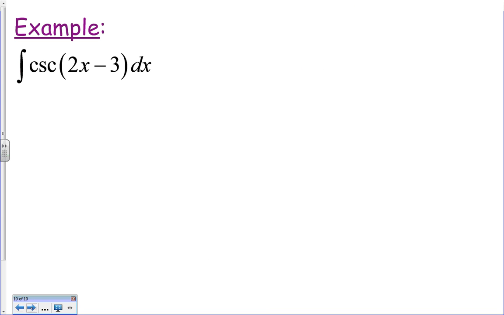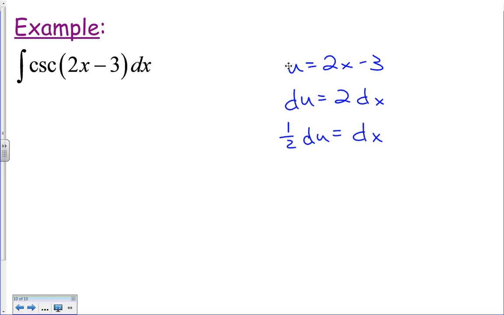Let's take a look at one more example here. This one is for cosecant. Again, I'm going to use a u substitution for this. You don't have to, but if it helps you with those constants there, then do so. So 2x minus 3 will be u. Du turns out to be 2 dx. I'm going to get rid of the 2 from that side, so 1/2 du equals dx. And now we're all set for our substitution.